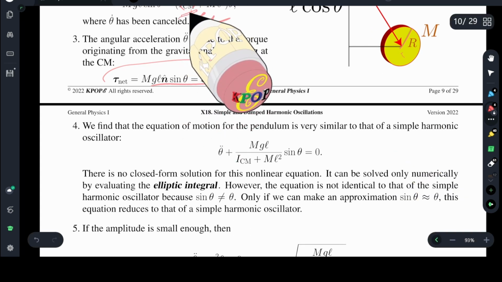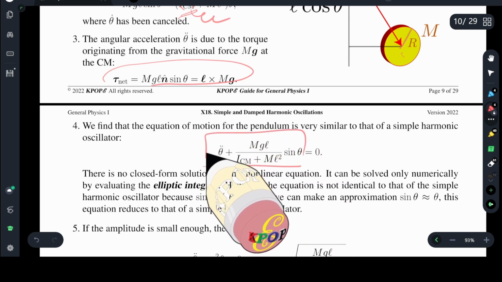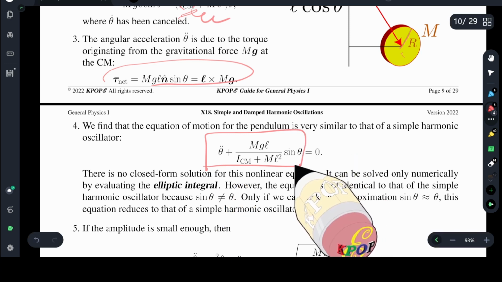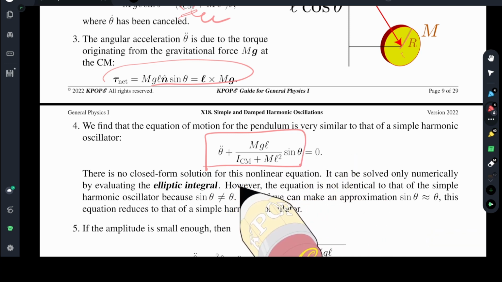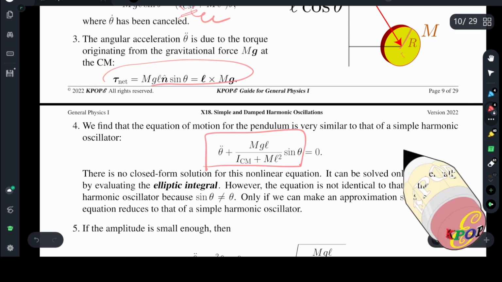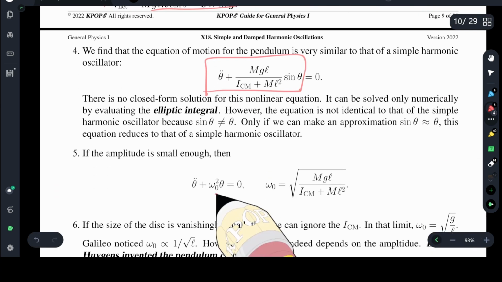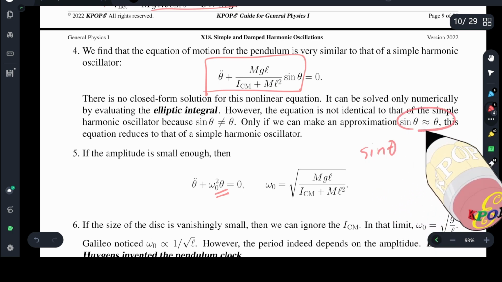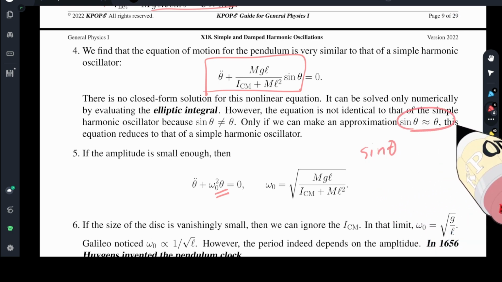If this contribution survives, we have a general physical pendulum equation of motion. Unfortunately, this is not exactly the same as the simple harmonic oscillator. It becomes a simple harmonic oscillator only if we are allowed to make an approximation.